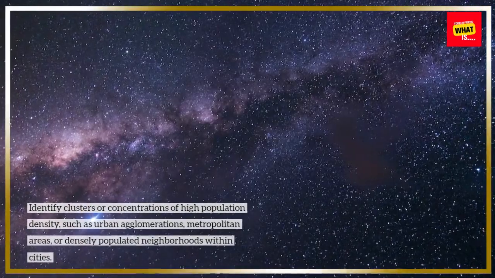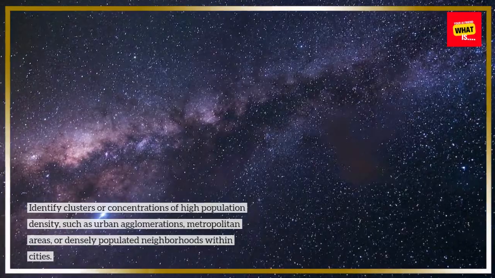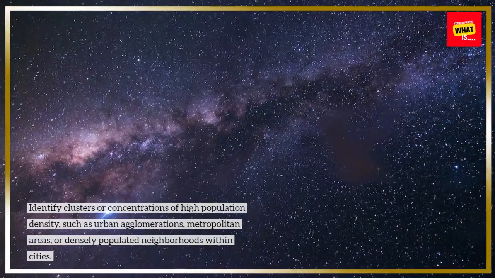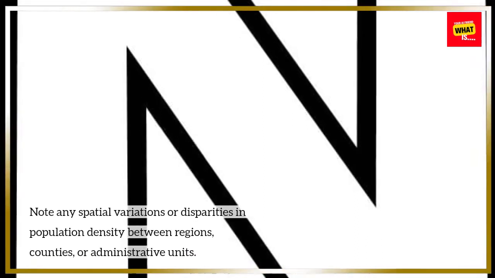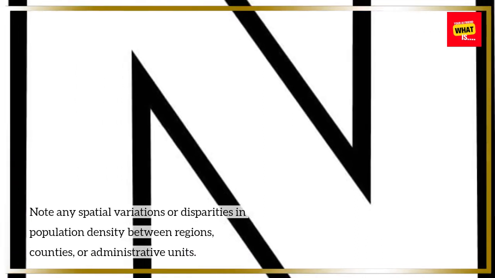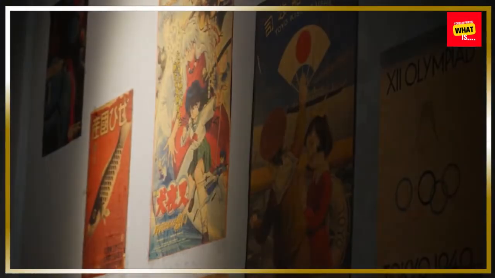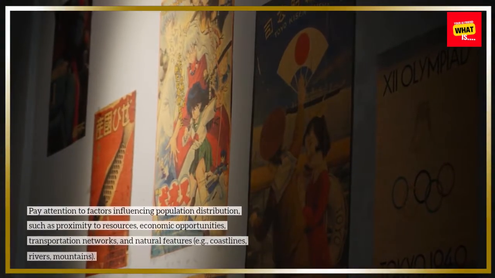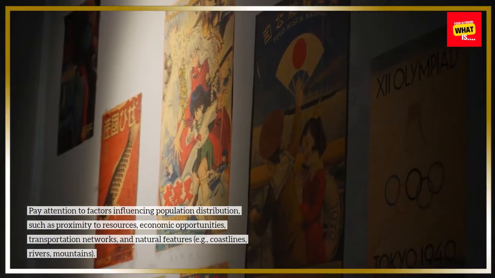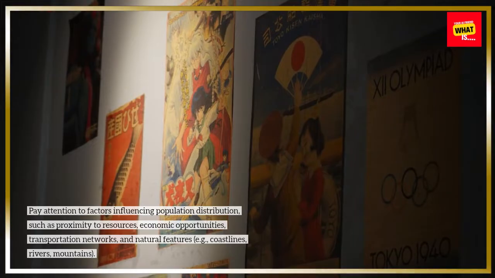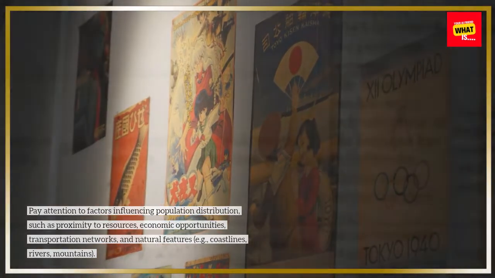Analyzing spatial patterns. Identify clusters or concentrations of high population density, such as urban agglomerations, metropolitan areas, or densely populated neighborhoods within cities. Note any spatial variations or disparities in population density between regions, counties, or administrative units. Pay attention to factors influencing population distribution, such as proximity to resources, economic opportunities, transportation networks, and natural features, e.g., coastlines, rivers, mountains.